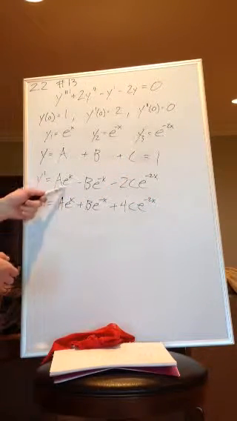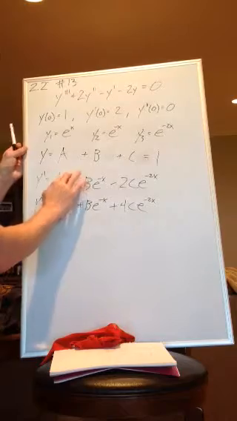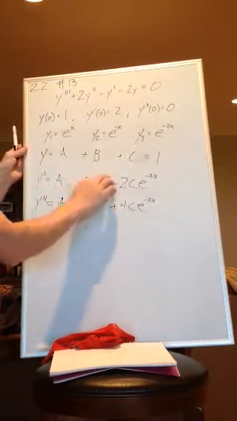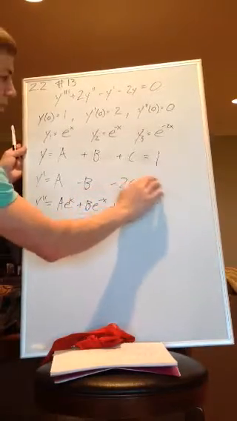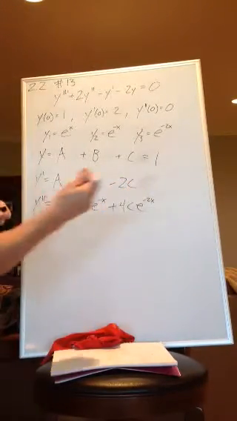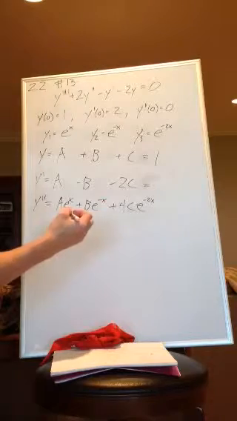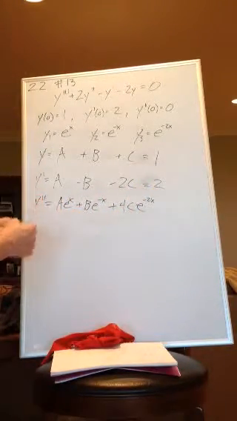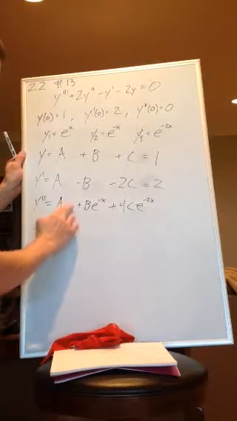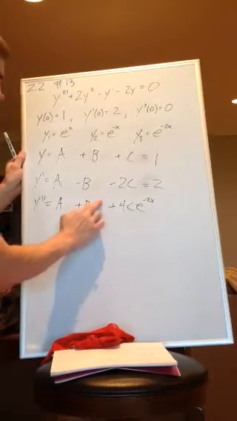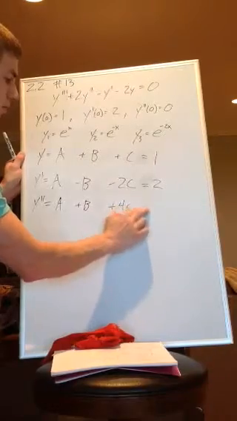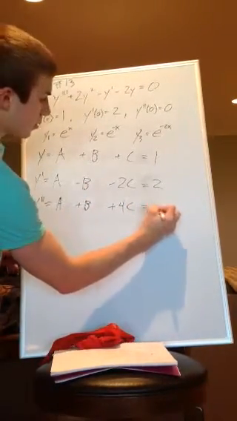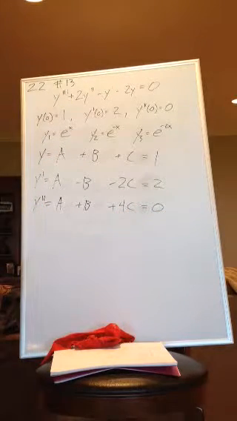For our next one, again, e to the 0 is 1, I should state that, so we're going to get rid of that. So we're left with a minus b minus 2c, and that equals 2. Again, we're going to get rid of our e to the x's because those turn to 1. This one's going to equal 0. We're left with a plus b plus 4c.